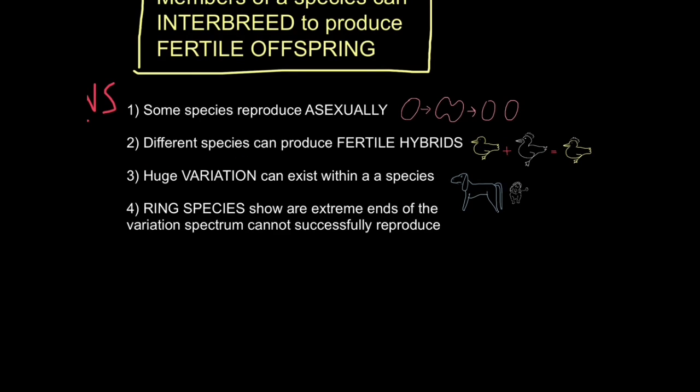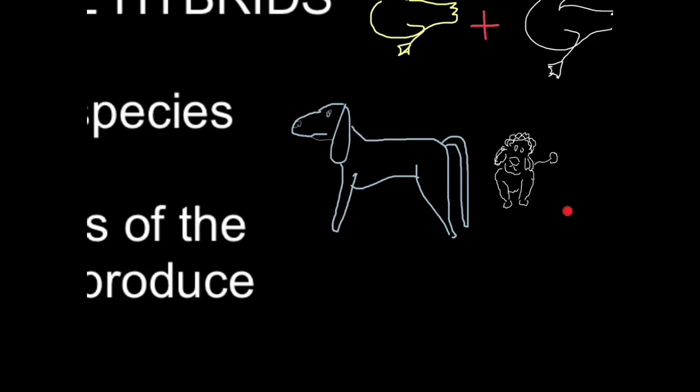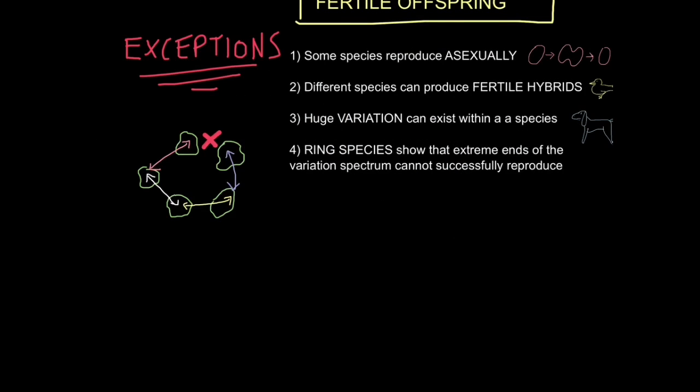Secondly, some different species can reproduce successfully to make fertile hybrids. This is very common in ducks, so different species of duck can reproduce to make a sort of intermediate hybrid. This is also true with many members of the dog family. Also, you may think that members of a species look very similar physically, but you just have to look at dogs to know that huge variation can exist within a species. I mean, just think of something like a Great Dane or Poodle and Chihuahua. Finally, ring species show that extreme ends of the variation spectrum cannot successfully reproduce.